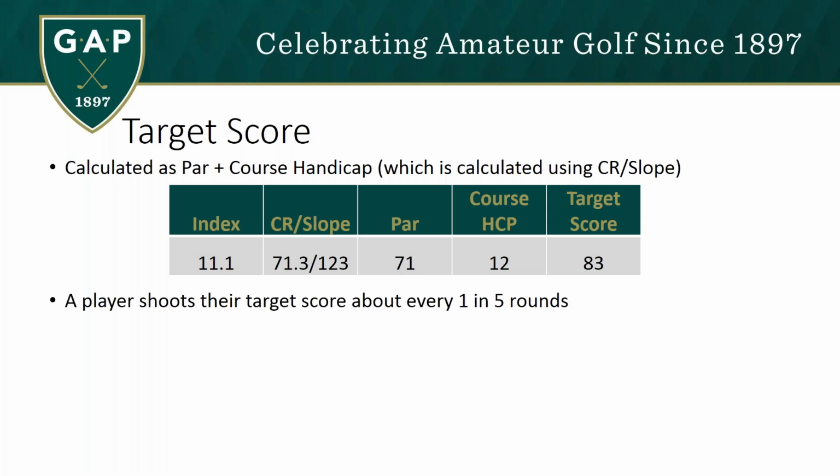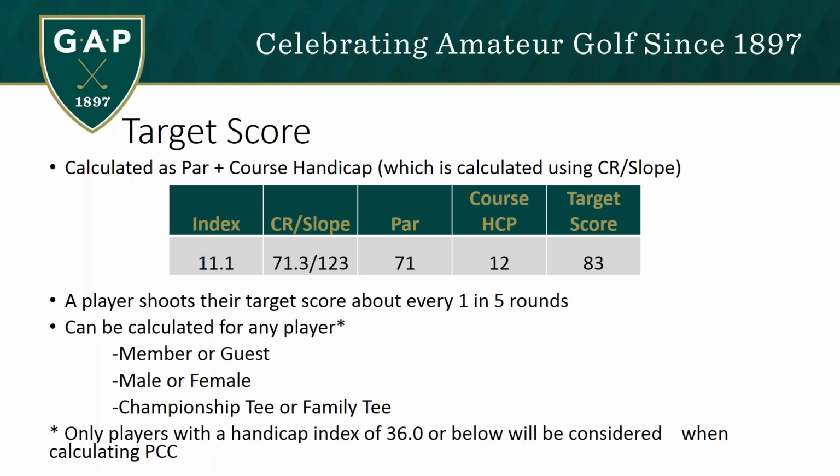Important to note, a player will only shoot their target score about 1 in every 5 rounds. That's because the handicap index takes the best 8 out of the most recent 20 scores. So it's a little tilted towards better scores. It's not a raw average. So that's just one thing to keep in mind. We'll see that come into play a couple times.